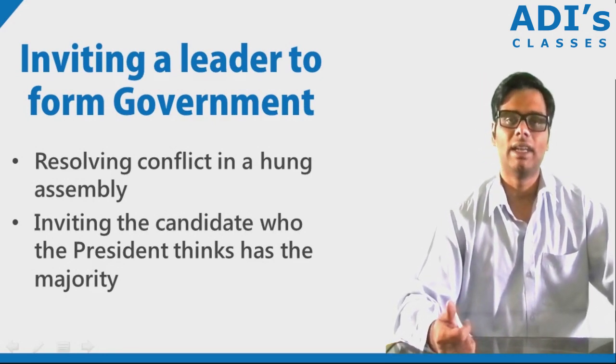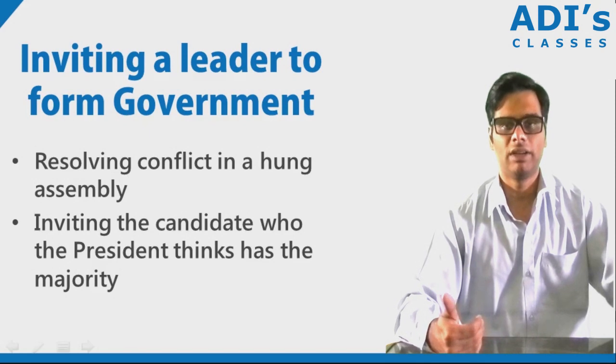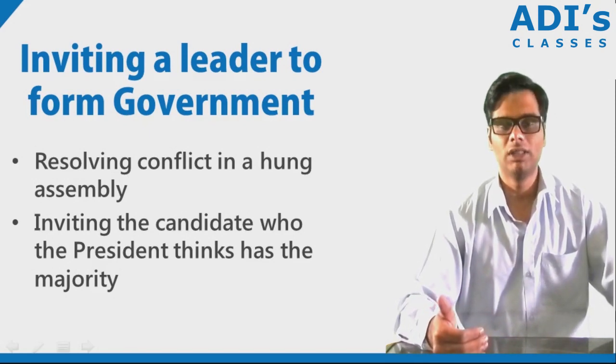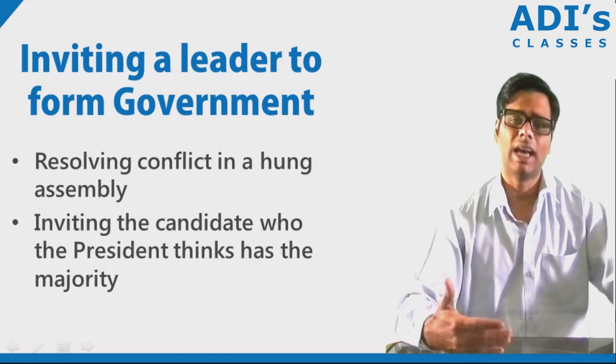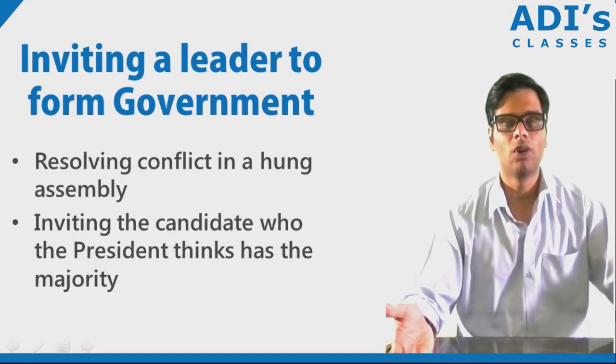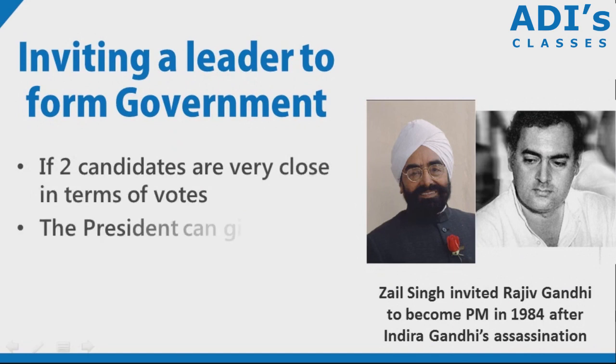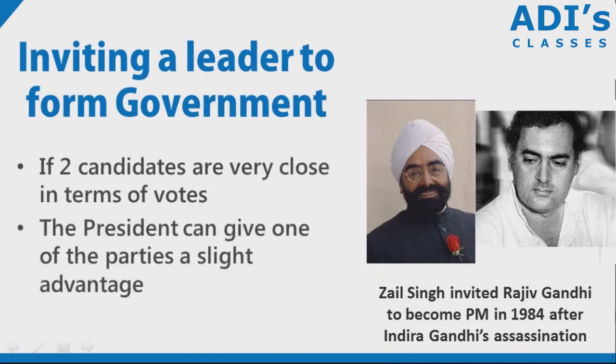So this is a great discretionary power that the president has. He can decide which leader he wants to invite first to form the government. Of course, anybody he calls should actually have the majority, and this has to be proved on the floor of the Lok Sabha. However, it can have a big impact when the elections have been really close. Like the example I gave, if one party has 230 seats, the other has 235, and both are trying to make coalitions to reach 273, in such a case this discretionary power of the president can be very useful.